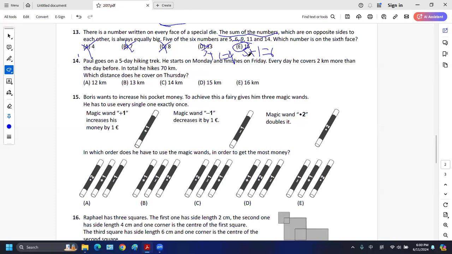Question number 14. Who goes on a 5-day hiking trip? He starts on Monday and finishes on Friday. Every day he covers 2 kilometers one more than the day before. In total, he hikes 70 kilometers. Which distance does he cover on Thursday?